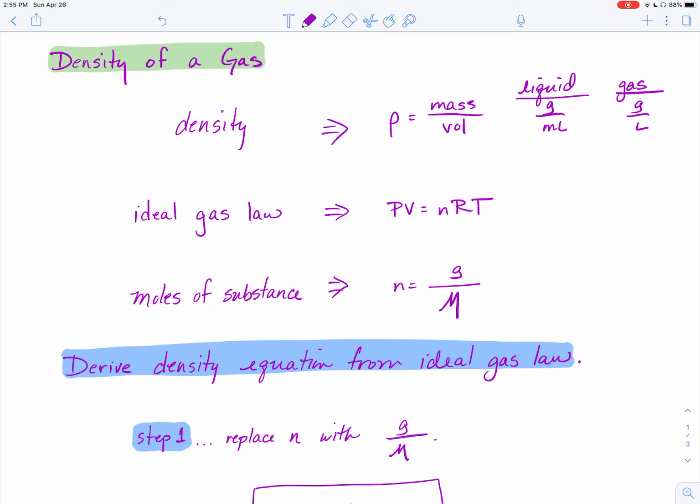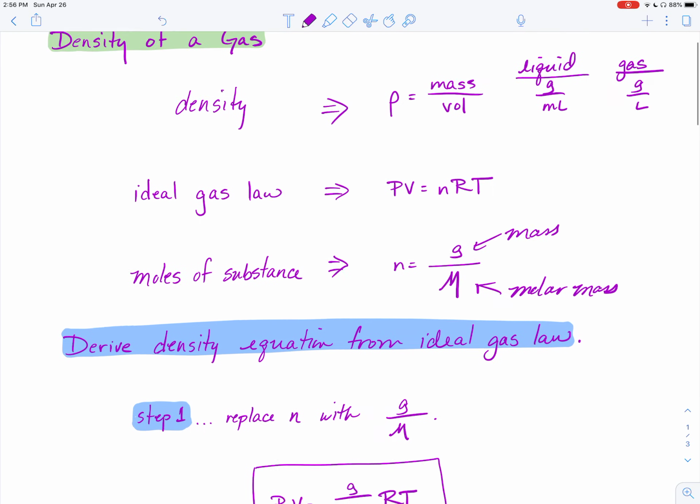With the ideal gas law, remember this is PV equals nRT, and one of the things that we're going to utilize in order to calculate the density is that we're going to have grams or mass in our equation. So if we're using the ideal gas law, we're going to have to take the variable n and change that into the units that are used to calculate that, and that is mass divided by the molar mass of that particular substance.